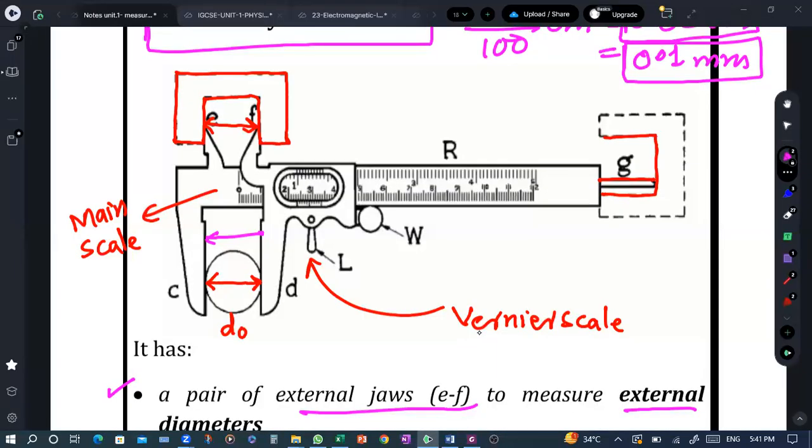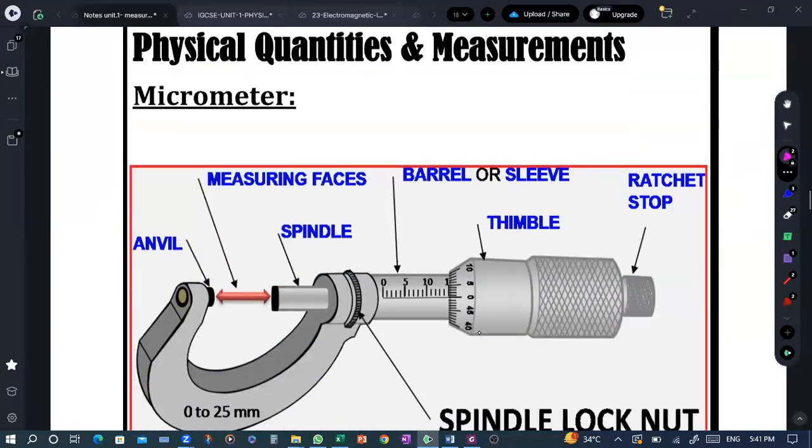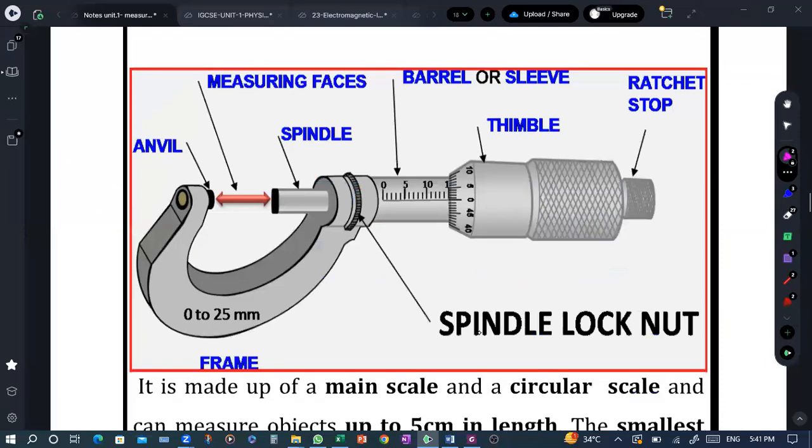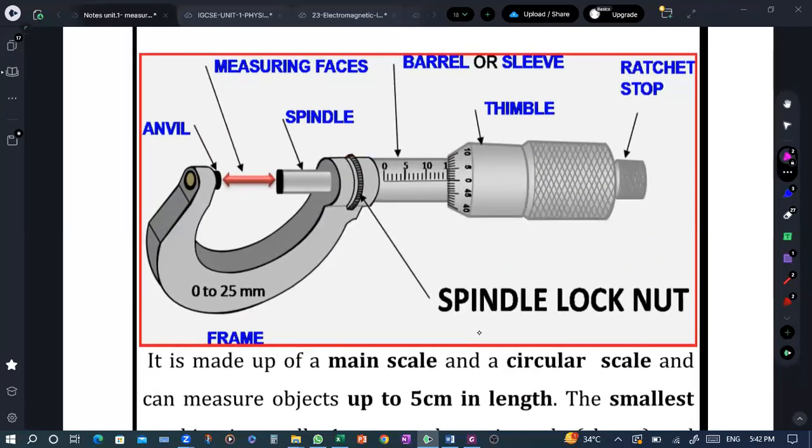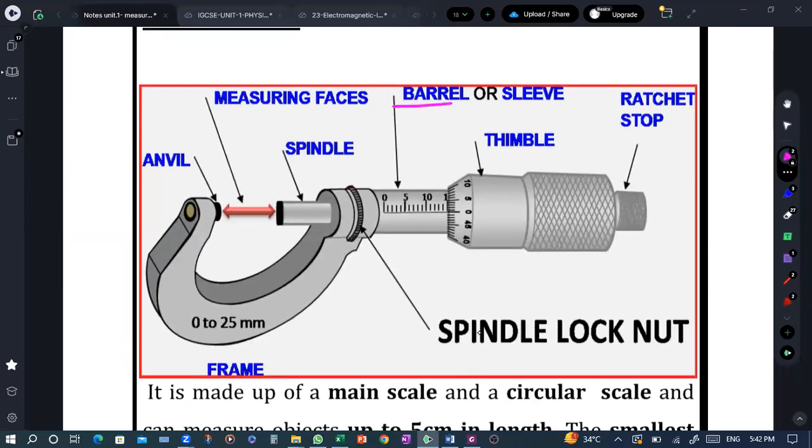Now there is another instrument which is called micrometer. Oh, beautiful instrument that is. I like that diagram. This is a very high resolution diagram I got from somewhere. This is another instrument. It has also two scales. One is the barrel, or we can call it sleeve. Here it is written. Then it is the thimble. These names are not to be remembered, just to give you information.